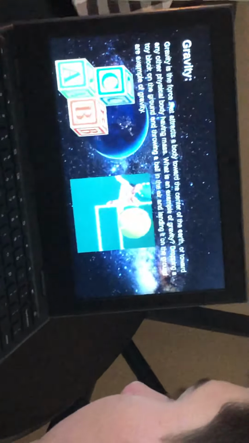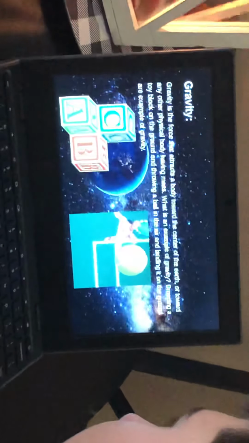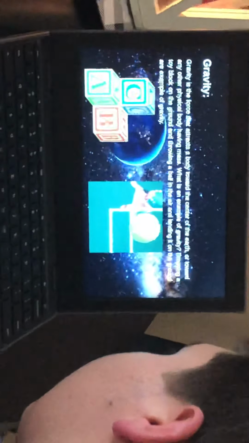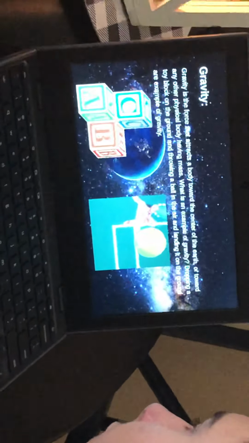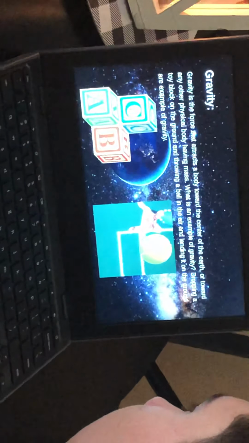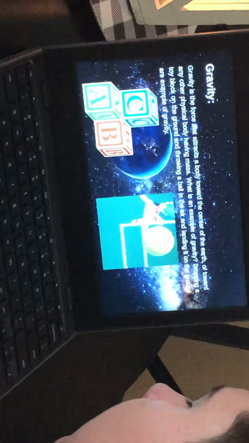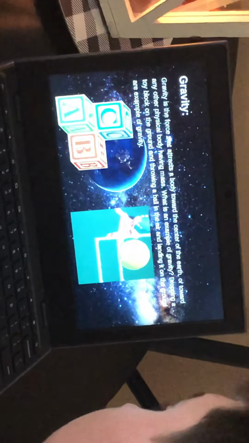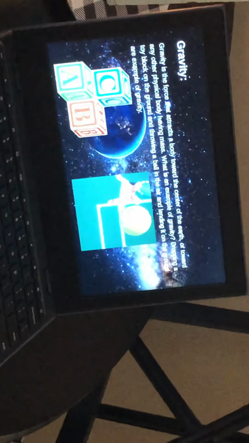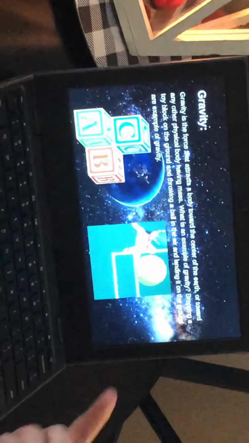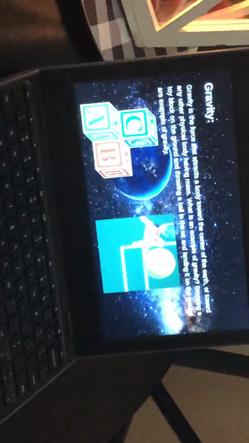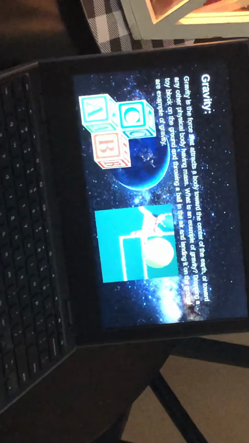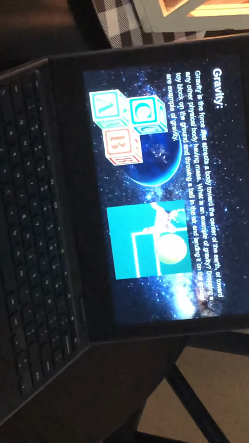Gravity. Gravity is the force that attracts a body toward the center of the earth, or toward any other physical body having mass. What is an example of gravity? Dropping a toy block on the ground and throwing a ball in the air and landing it on the ground are examples of gravity. So here we have a guy throwing a tennis ball up in the air and then it drops down on the ground. And then we have three toy blocks, because you can just drop them on the ground.